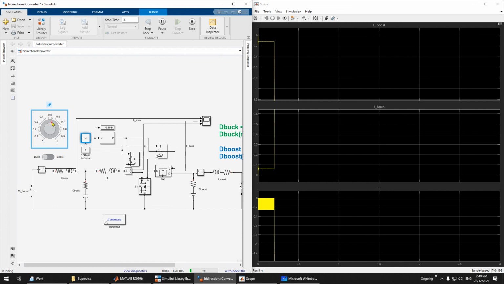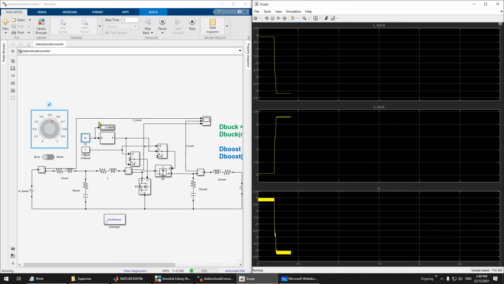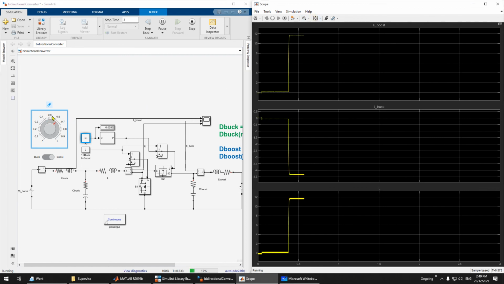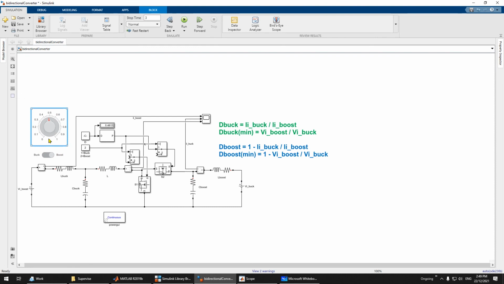So you can see here the current is much larger if you increase this. But if you go to 0.5, it will become 0 for both currents. That's why you have to calculate the minimum. Same as boost, 1 minus 0.5 is also 0.5. So if you increase it, it is much larger, but if you go near 0.5, it will turn off. So that is the limitation of this bidirectional converter.